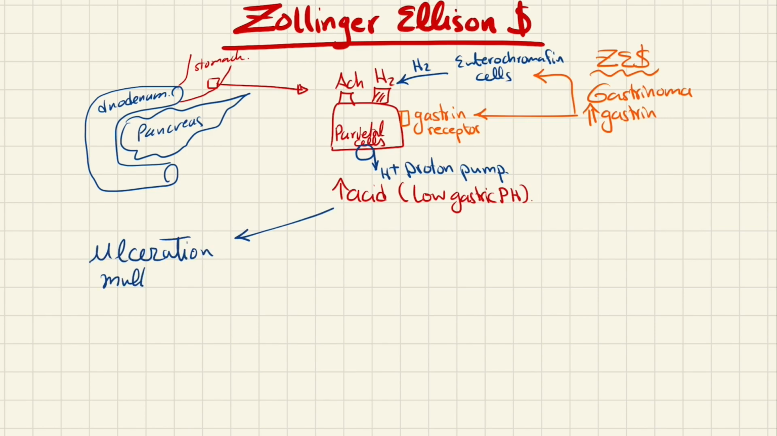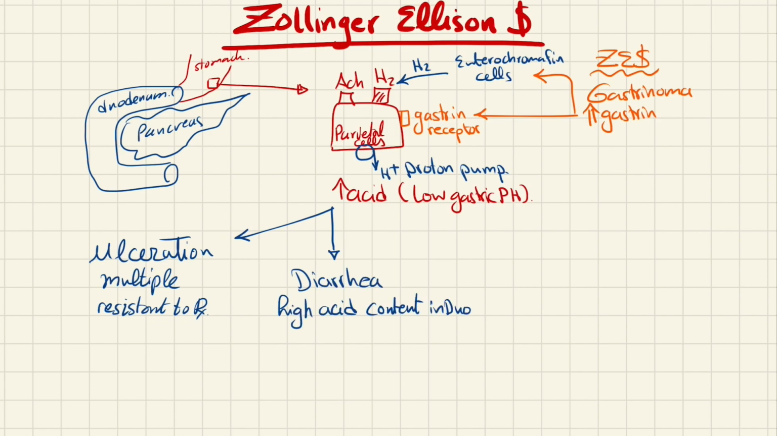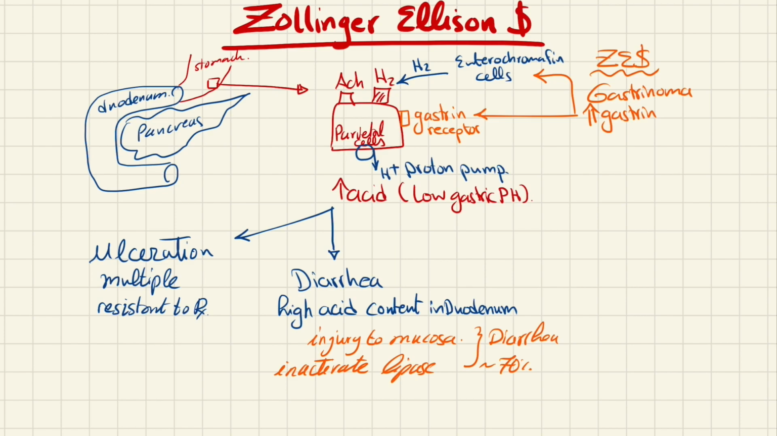The symptoms are related to the acid, so we will have ulceration: multiple ulcers resistant to treatment, and they will be distal ulcers in the duodenum and the proximal jejunum. Also, we'll have diarrhea because the acid will destroy the mucosa in the duodenum and small intestine. It will also inactivate lipase, causing osmotic diarrhea. 70% of patients will suffer from diarrhea in Zollinger-Ellison.